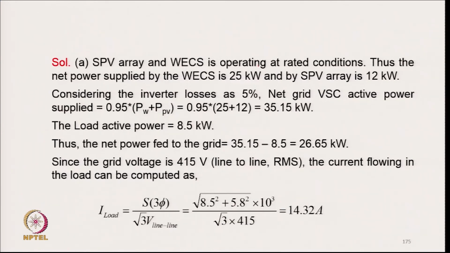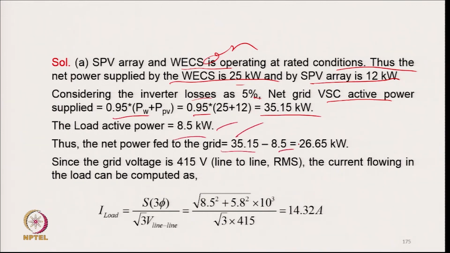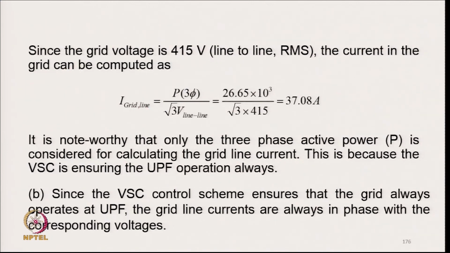Coming to the solution, the solar PV array and the wind are operating at rated condition. Thus, the net power of the wind is 25 kilowatt and the solar PV is 12 kilowatt, and considering the loss is 5%, the net VSC active power will be 95% of this, because after 5% loss it comes to 35.15, and the load active power is 8.5. So, the grid power, from generation minus the load power, comes to 26.65 kilowatt, and since the grid voltage is 415 line RMS, the current flowing to the grid is the kVA divided by root 3 times the voltage. So, the load current comes to 14.32 and, with the grid voltage of 415 volt and the known grid power, we get the grid current as 37 point.